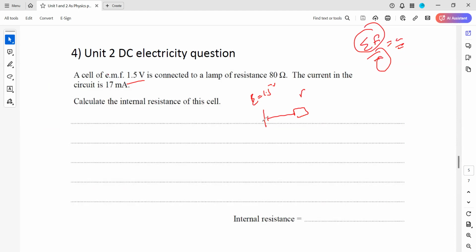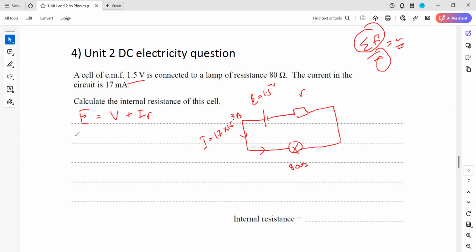We need the internal resistance r. The lamp is there, which is 80 ohms, and the current is 17 milliampere. Milli means 10 power minus 3, or 17 divided by 1000. So we have the formula: the total EMF is equal to the voltage drop external plus the voltage drop internal. Voltage drop internal is Ir and voltage drop external is V. Or you can change the order, it does not make a difference.